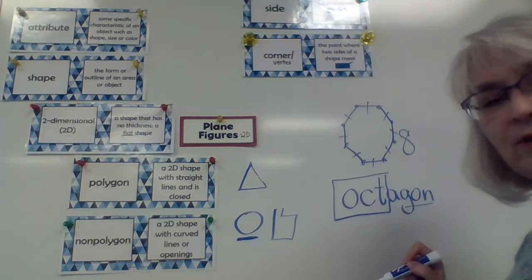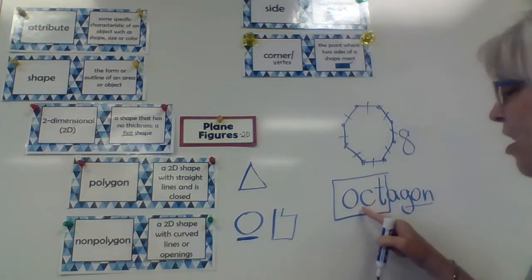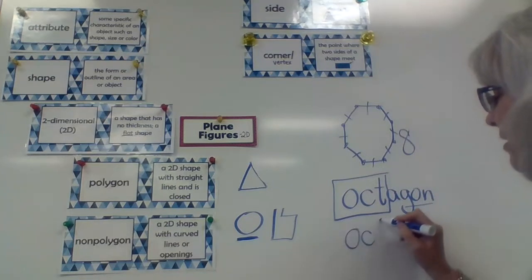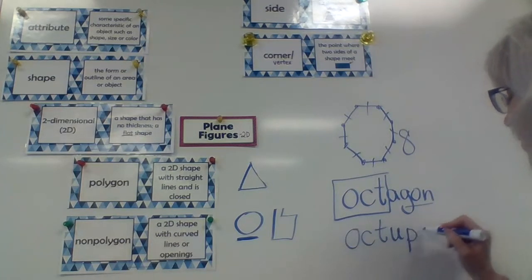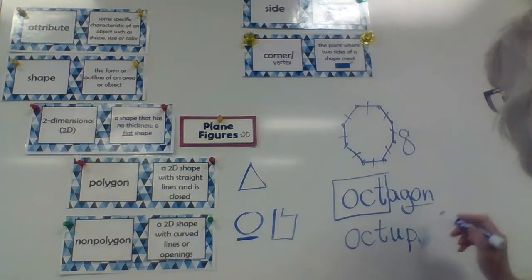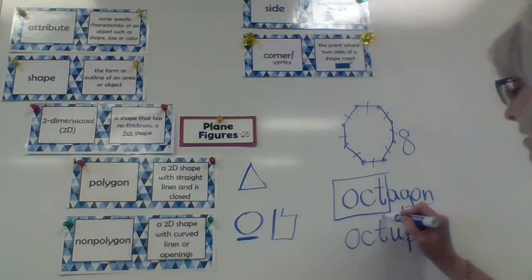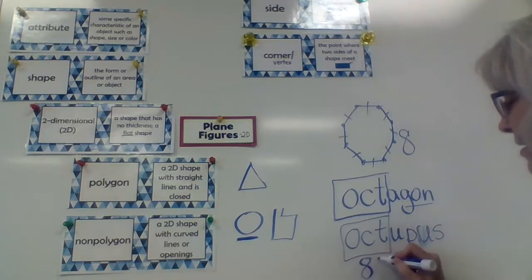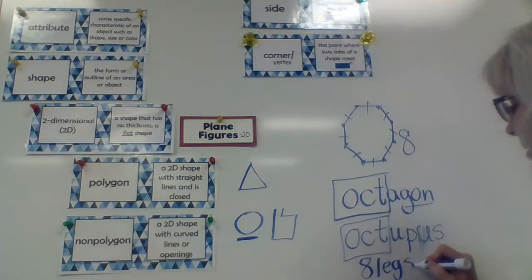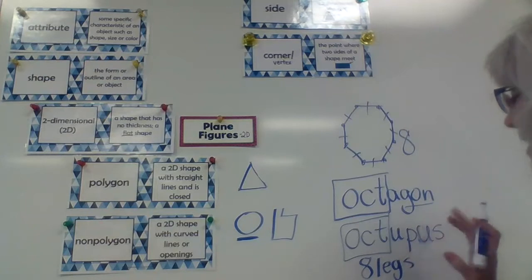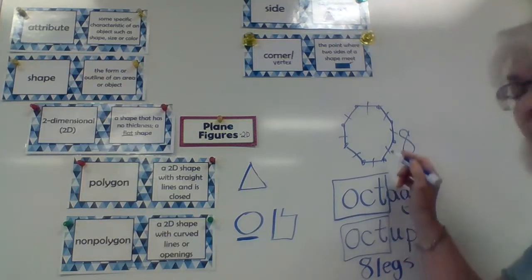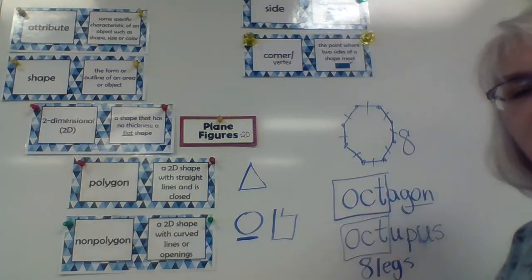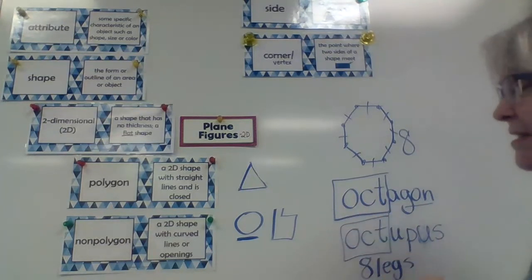Okay, this is another little trick to help you remember that octagon means 8. All right, I want you to think about this animal that lives in the ocean. An octopus. Okay, octopus, they have 8 legs. So just like an octopus has 8 legs, an octagon has 8 sides. So those are 2 little tricks to help you. Octagon, octopus, hexagon, and 6.